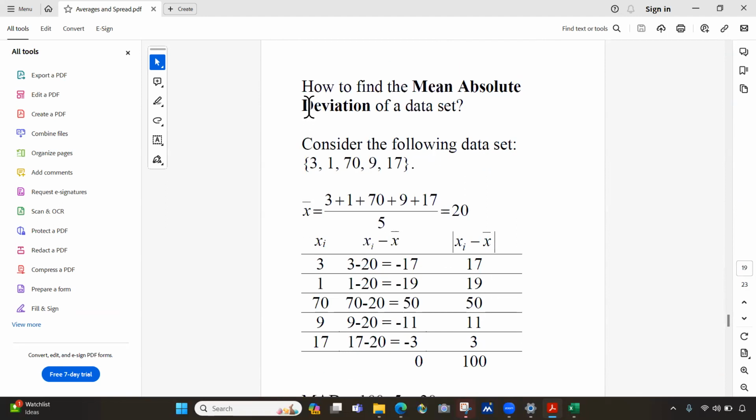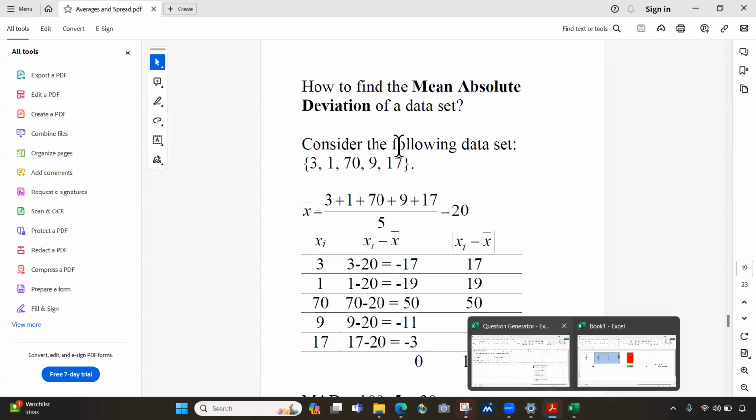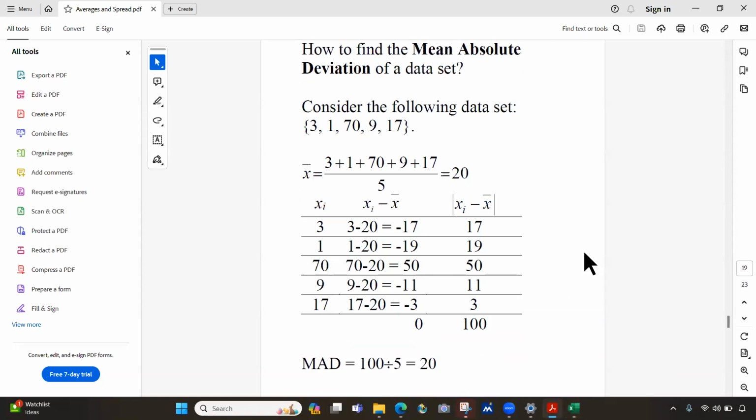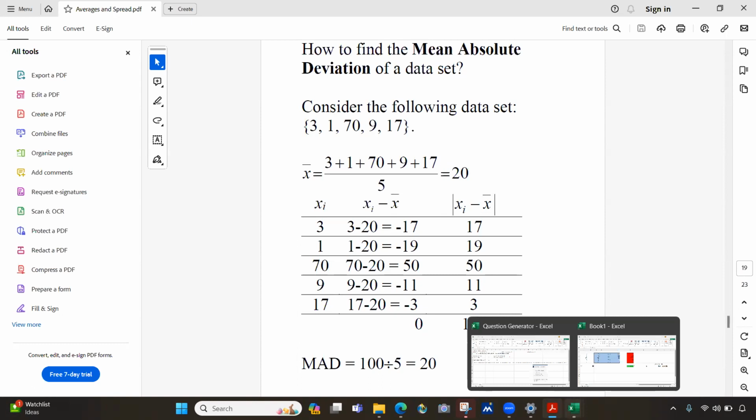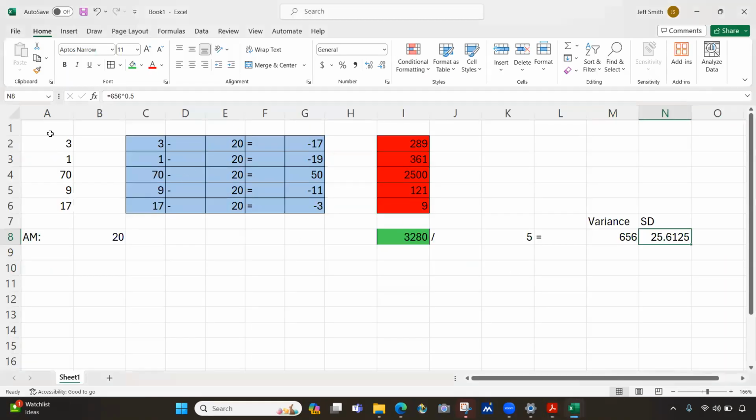So what is the mean absolute deviation of a data set? That's simply, in the column, when we square it, instead of squaring it, we take the absolute value. And that simply means if you get a negative here, it becomes positive. So I'm going to find the mean absolute deviation right here. You have an example here, but let's say I want to find the mean absolute deviation here.